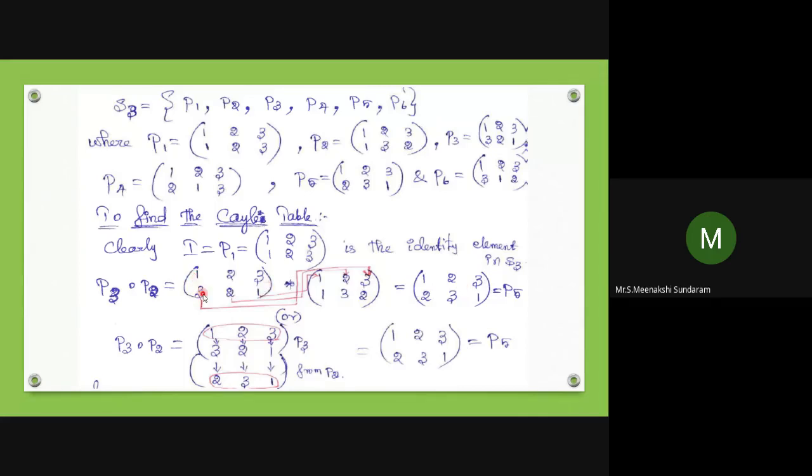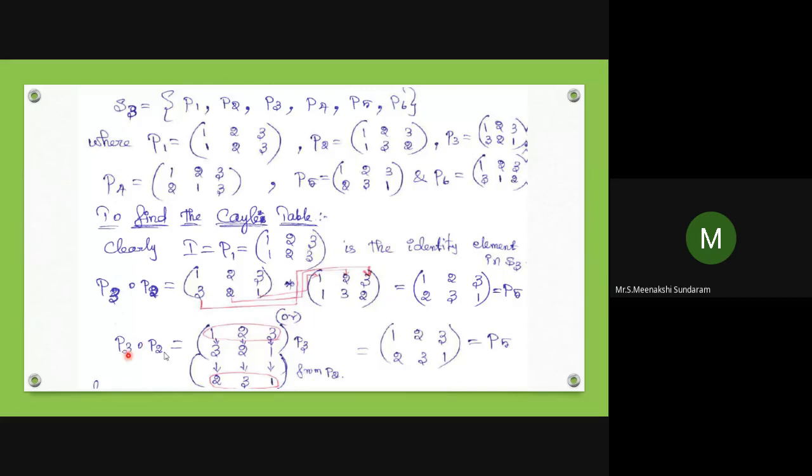1 maps to 3, and then for the 3 you have to go and check in the second permutation. 1 to 3, then 3 maps to 2. So 1 maps to 2. The diagonal: 1 to 2. Next come back to 2: 2 goes to 2, and then 2 goes to 3. So 2 goes to 3. Final, 3 to 1 and 1 to 1, so 3 goes to 1. So 1, 2, 3 over 2, 3, 1 is nothing but P5.